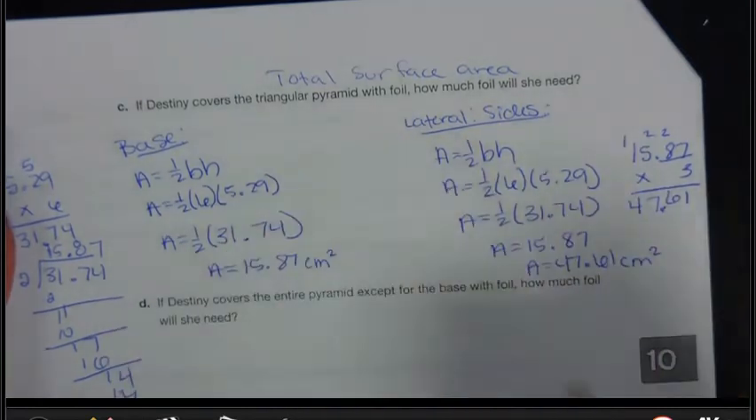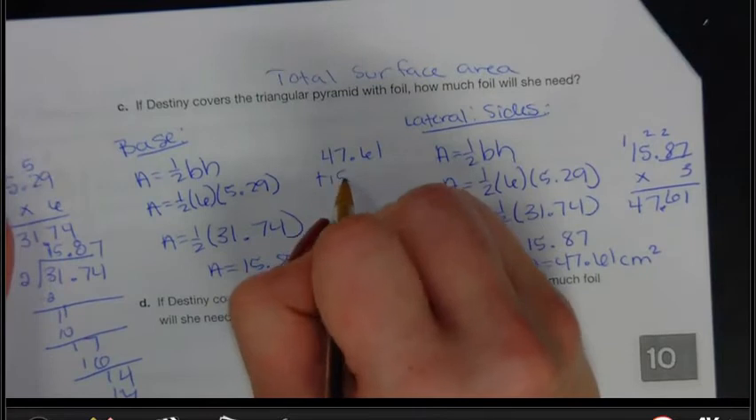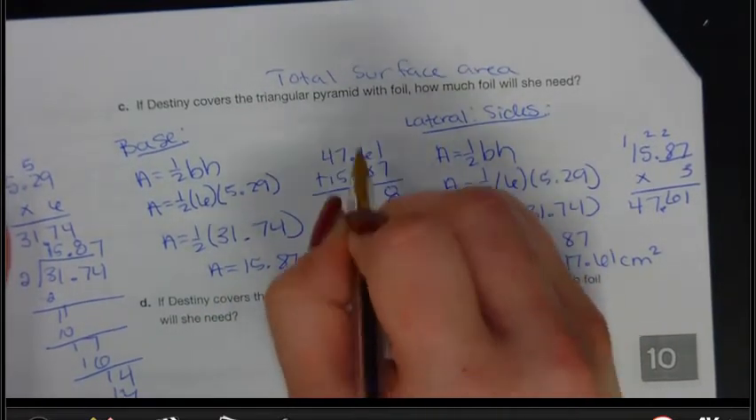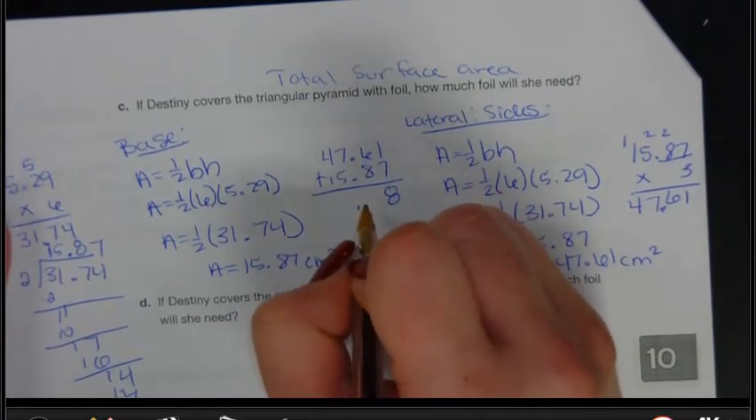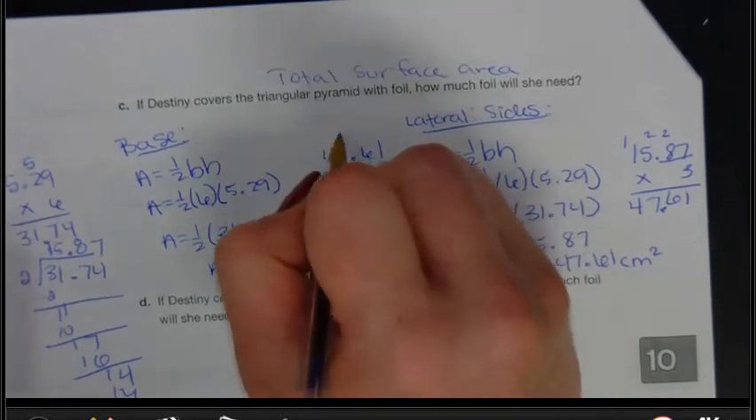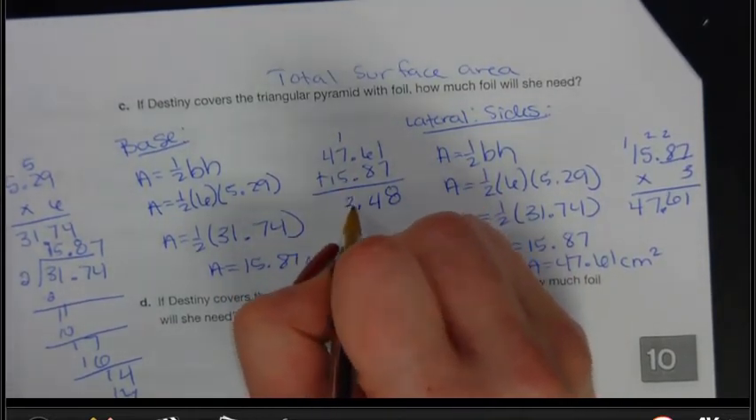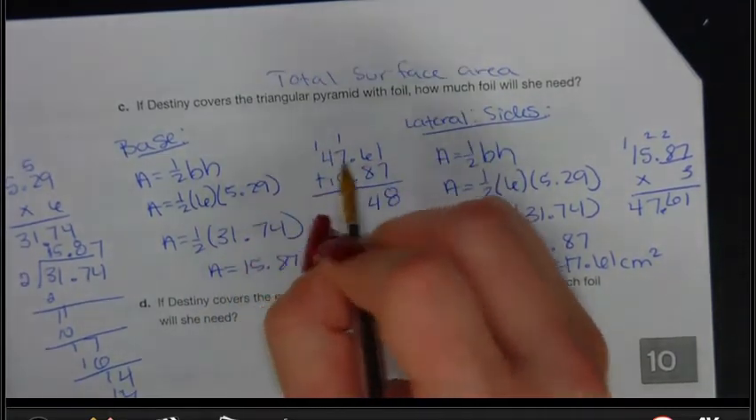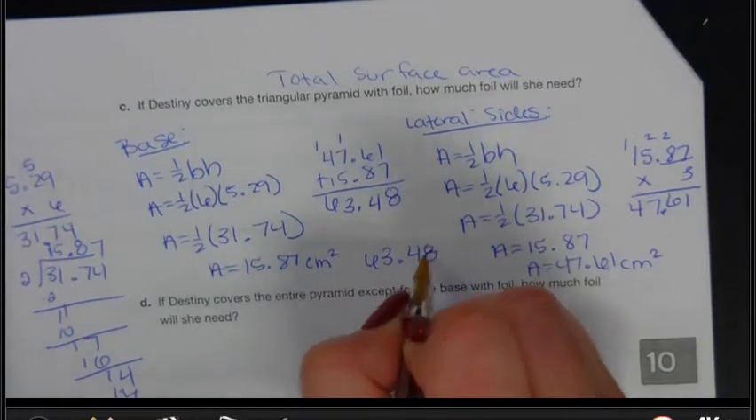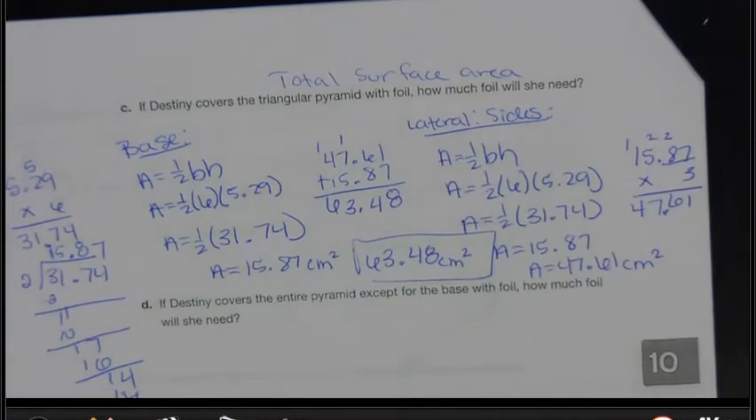Okay, this is not the total. I need to find the total, so 47.61 plus 15.87. I'm going to add the 2 together. 7 plus 1 is 8. 6 plus 8 is 14, carry the 1. 7 plus 5 is 12, plus 1 more is 13. 4 plus 1 is 5, plus 1 more is 6. I should have a grand total of 63.48 centimeters squared, and this is the total surface area.